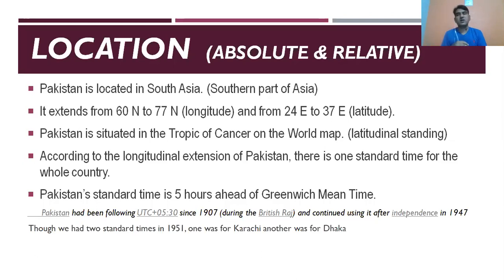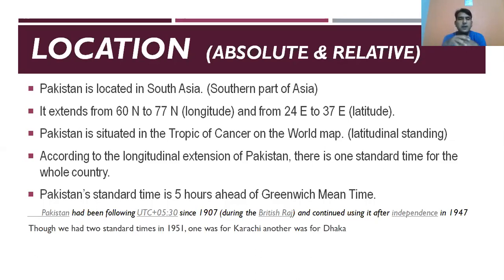The north of Pakistan has a temperate type of climate, while mostly it is a tropical country, and it is situated near the Tropic of Cancer. According to longitudinal extension, there is one standard time for the whole country, which is called local standard time. There are certain countries where there are two or three standard times, depending on the length of the country, how much area it covers, and how big it is.